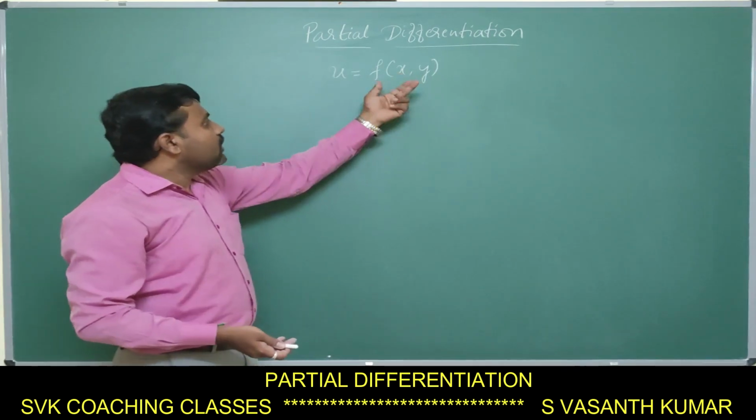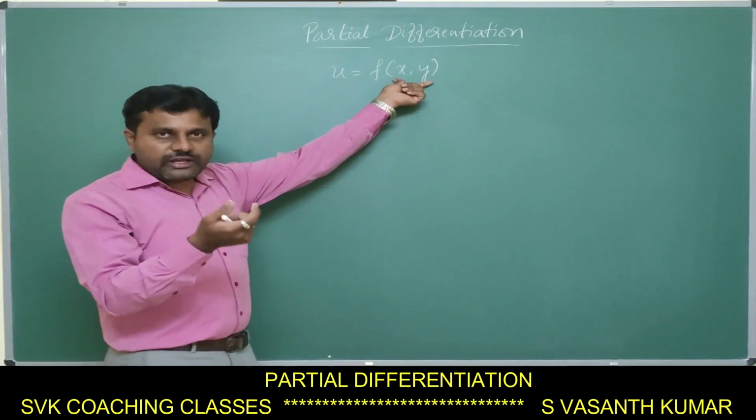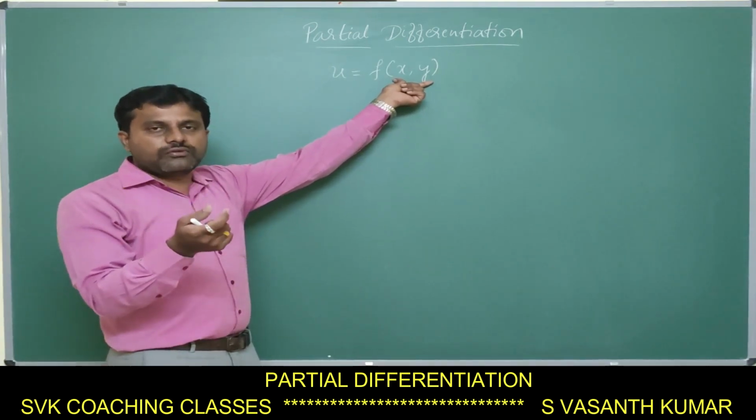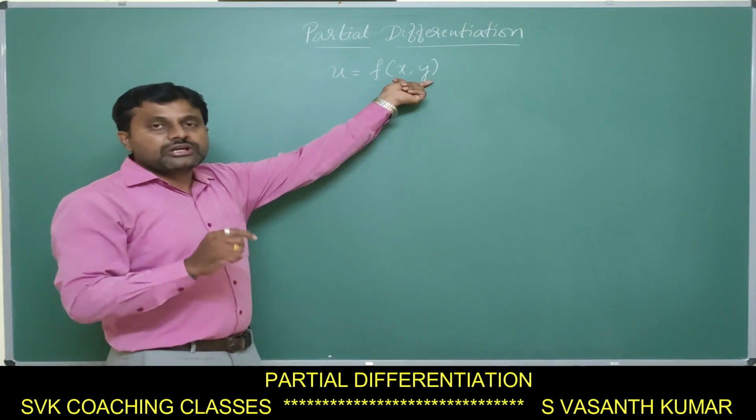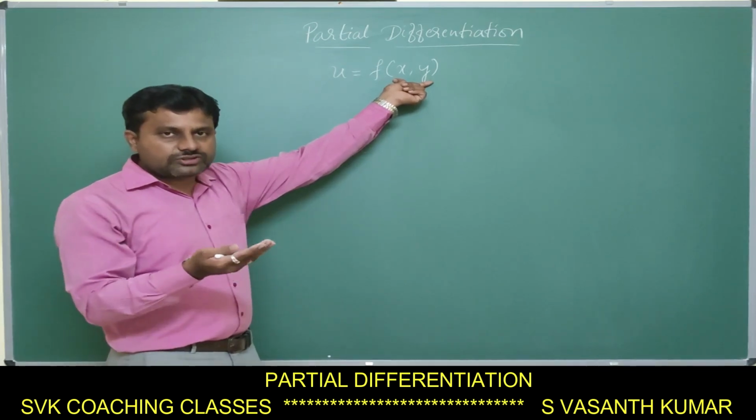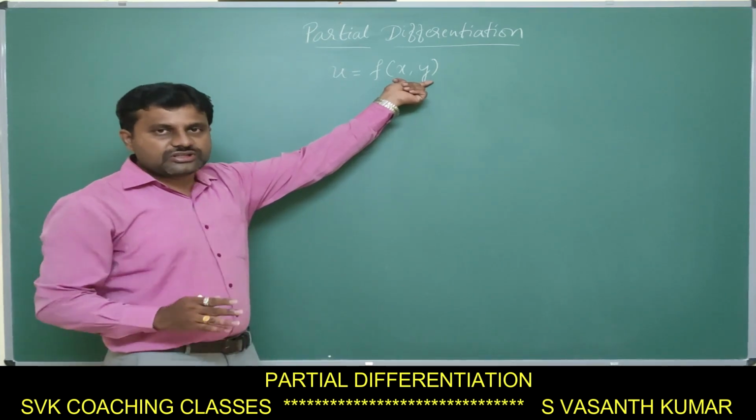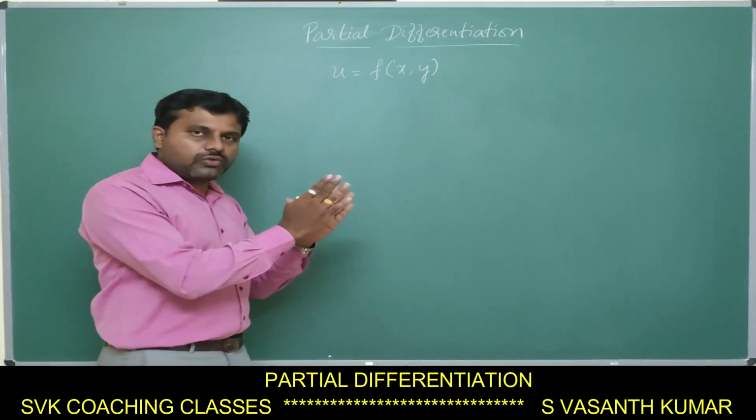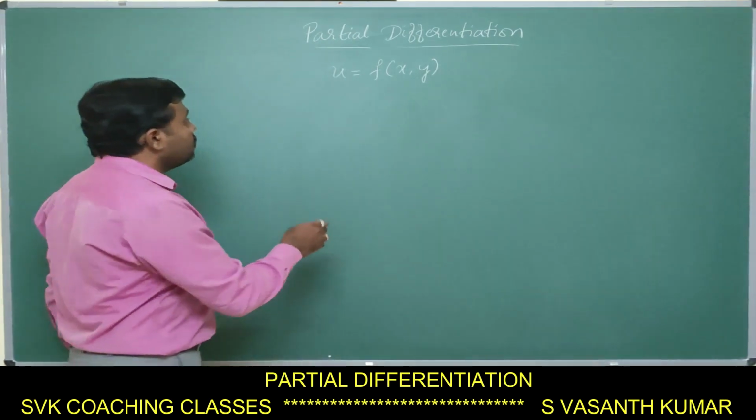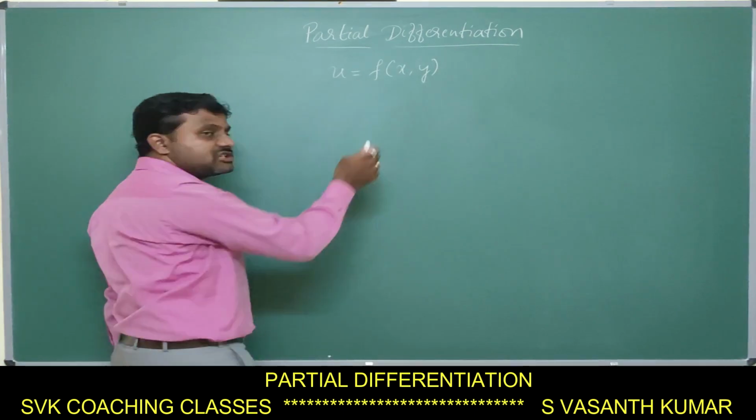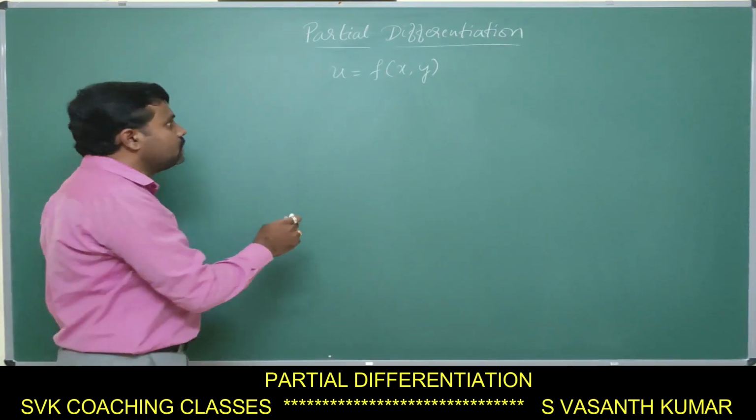As we have more than one variable here, we are considering one variable and differentiating with respect to that independent variable, which means the remaining variable will be treated as constant. Such differentiation is called partial differentiation. As we are considering only one variable at a time, it is called partial differentiation. Now let us see the notation and derivatives of u with respect to x and y.